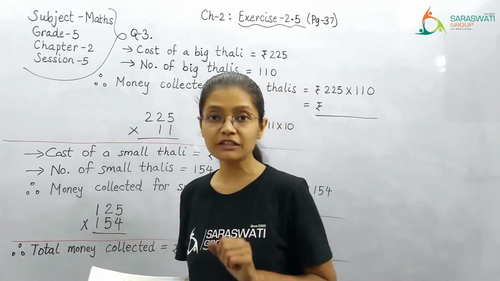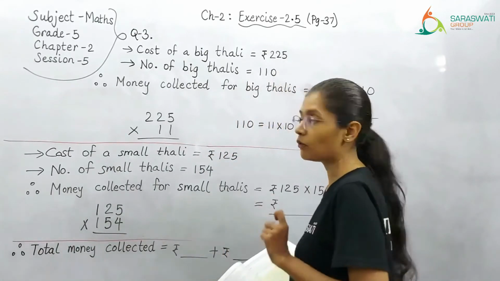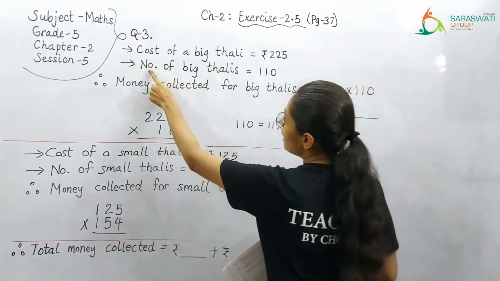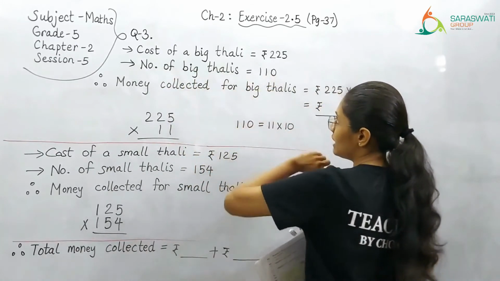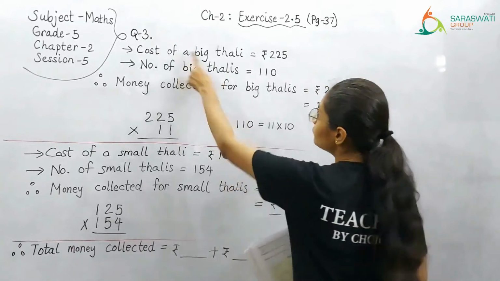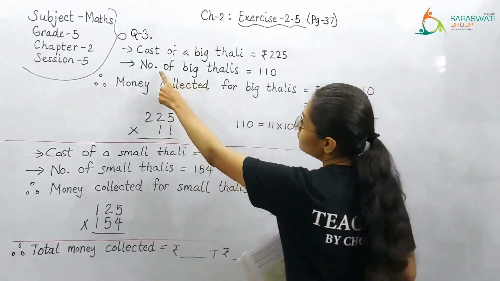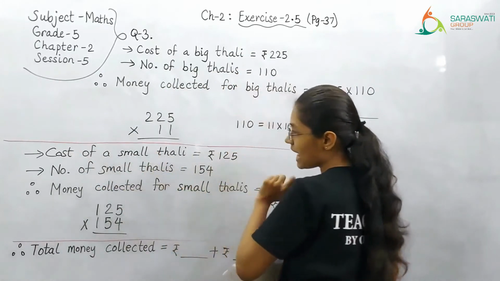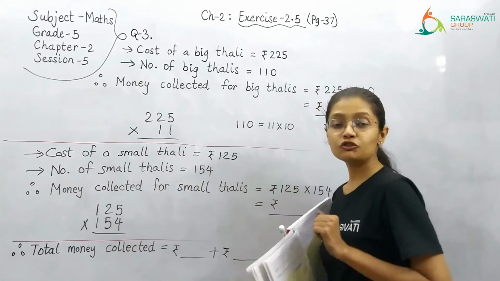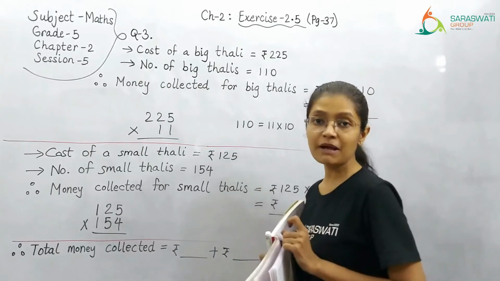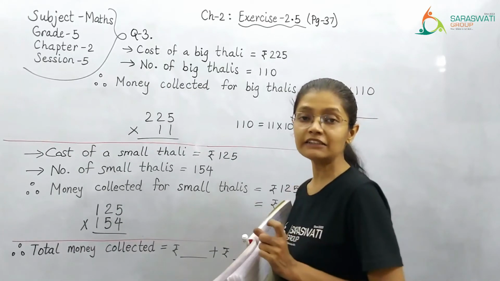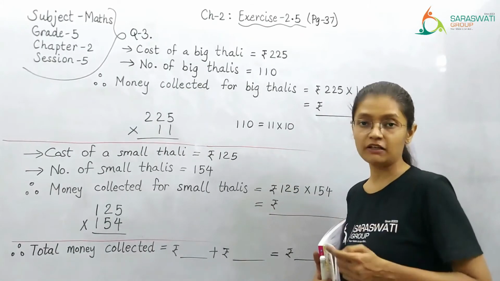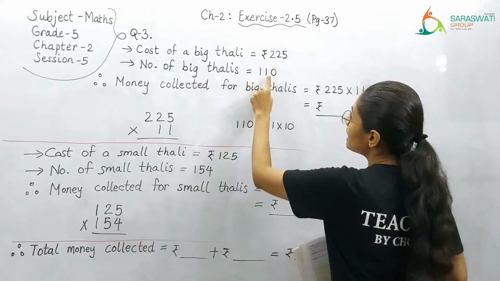So students, we will mention the statements and the values. जो numbers दिए हैं वो, right? So cost of a big thali, and that is rupees 225. Then number of big thalis is equal to 110. So students, यहाँ पे हमें cost of a big thali दी है, and we have been also given the number of big thalis. Also, we have been given cost of a small thali and the number of small thalis. So students, we have to find out the money which is collected by the college cafeteria for total big thalis and total small thalis. And also in the end, we have to add these two amounts as well. So students, यहाँ पे हमें क्या करना है? Multiplication करना है.